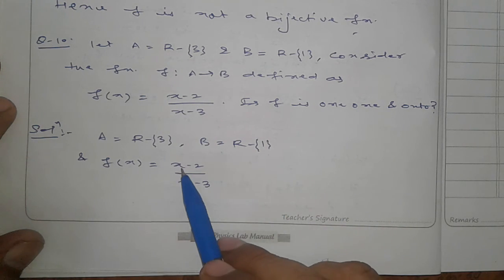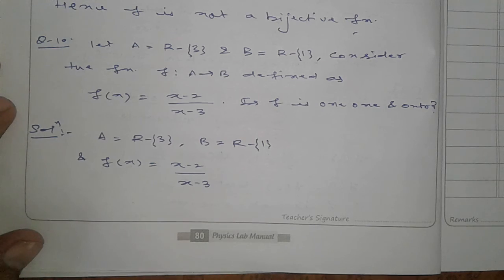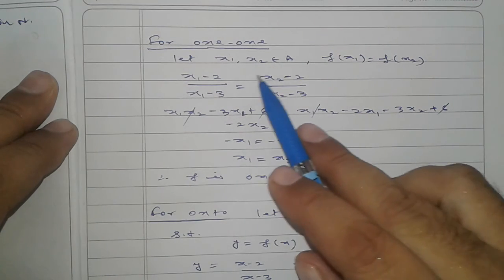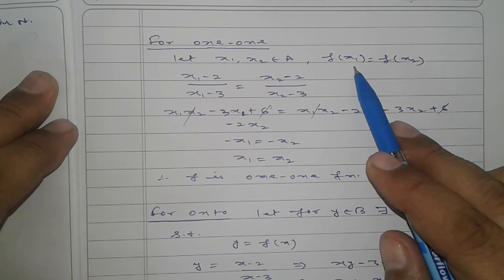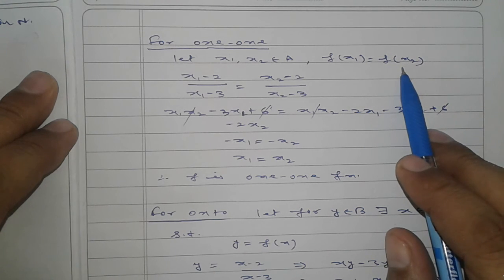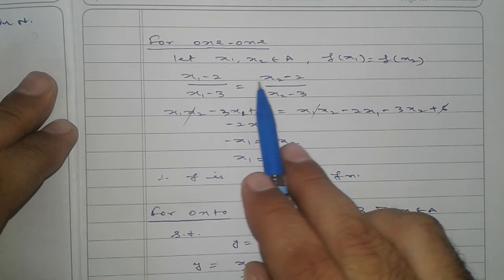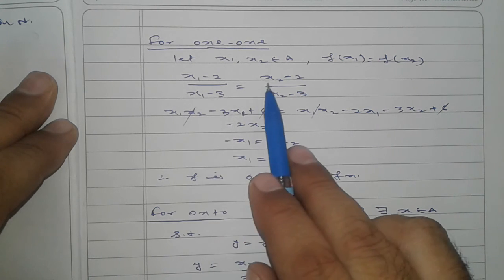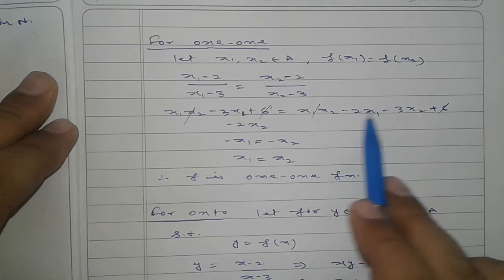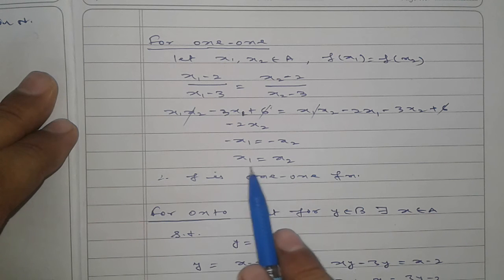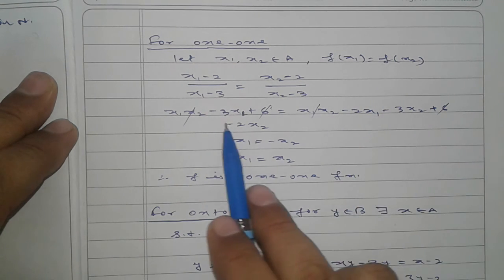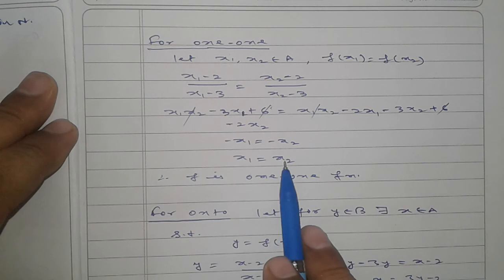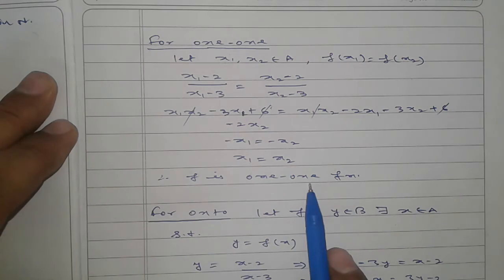So f of x is given as (x minus 2) by (x minus 3). Now for 1-1, suppose x1 and x2 belong to A, then we have to show that f of x1 is equal to f of x2. Substitute the values x1 and then x2. Calculate this. After calculation x1 is equal to x2. We took f of x1 equal to f of x2 and x1 and x2 came out equal, so therefore f is 1-1.